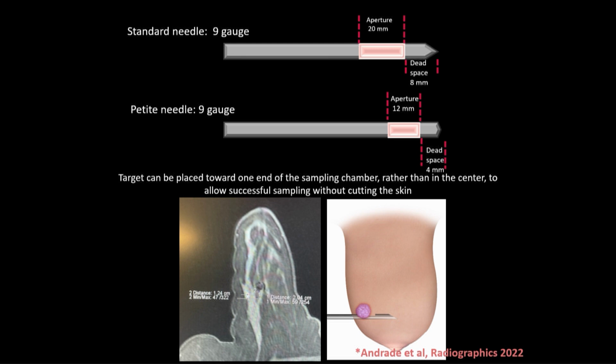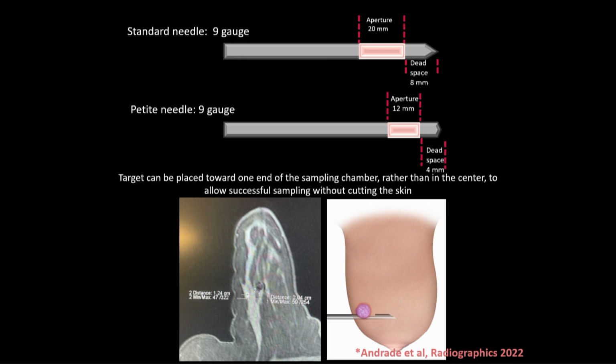If you have a petite needle, your aperture or your bowl is 12 millimeters. Half of that is 6, so if you center your lesion in the middle of the bowl, it's 6 plus the dead space of 4 millimeters. 6 plus 4 is 10. So you need to have 10 millimeters past the center of the lesion to safely do that.